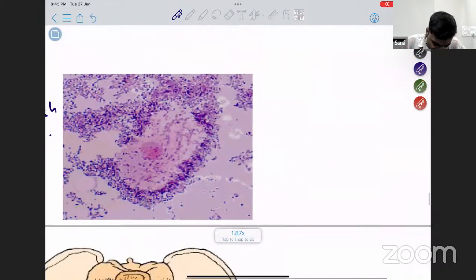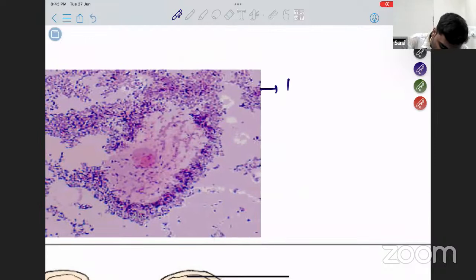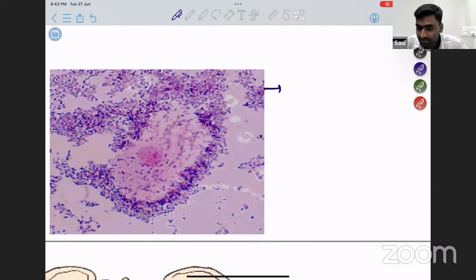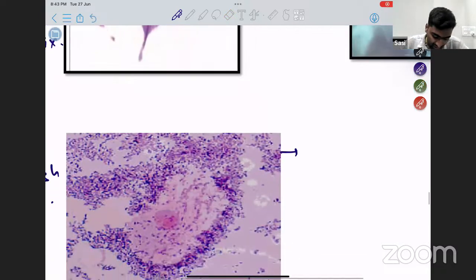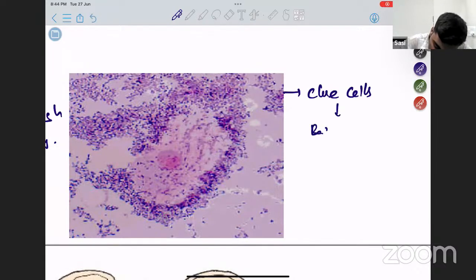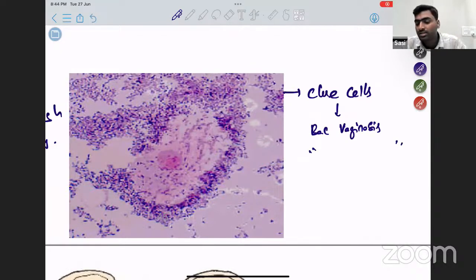Whereas in which condition will you see this type of cells? First of all, tell me the name of these cells. Yeah, Trichomonas, it is a flagellated protozoa. Yeah, that's correct. In which condition will you see this type of cells? You are getting it correct. It is the clue cells. You will see them in a case of bacterial vaginosis. What is the name of the criteria you will use in a case of bacterial vaginosis?